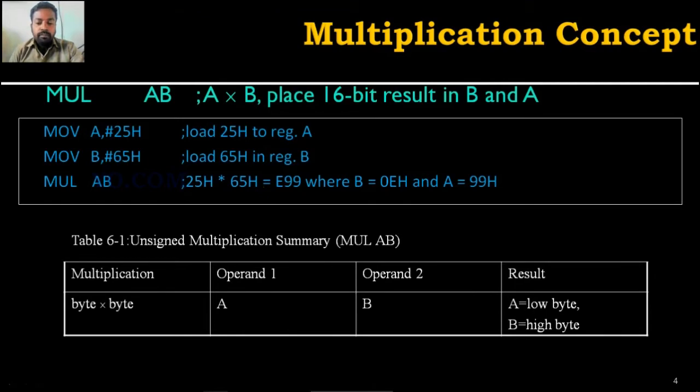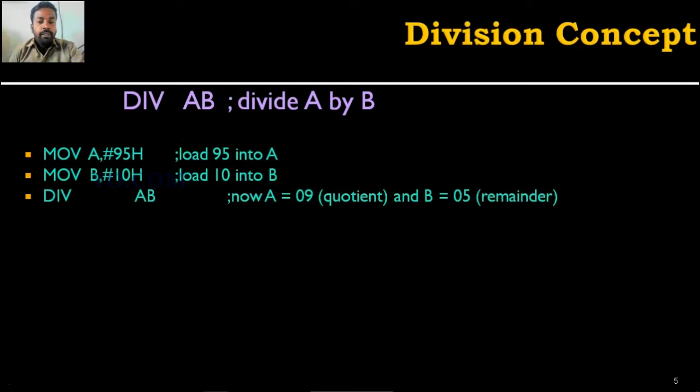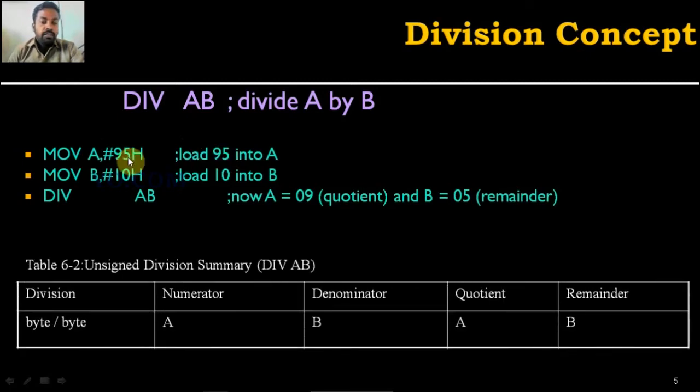Right. Next one, the divide operation. Divide A by B means the same concept. Say the first data is loaded into A register, second data loaded into B register, then DIV AB. Now A equal to 09, that is the quotient, stored in A register, and the remainder stored in B register. So this is a divide operation. In division, the numerator is A, the denominator is B, so the quotient is stored in A register and the remainder is stored in B register after the division execution.